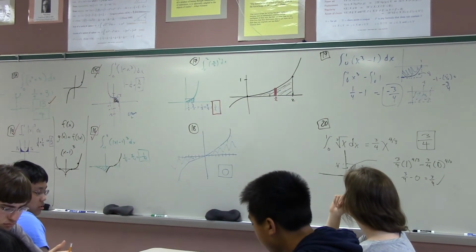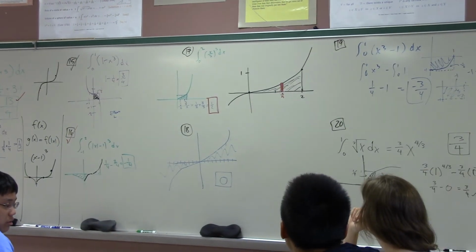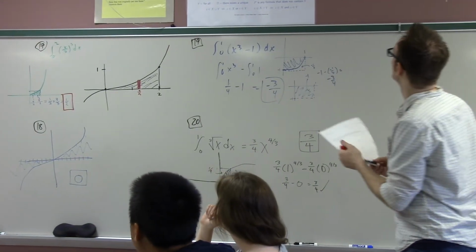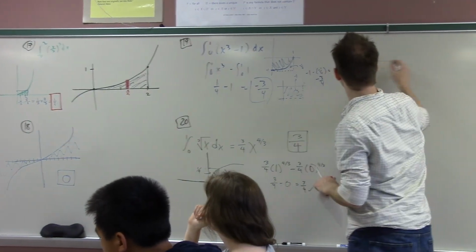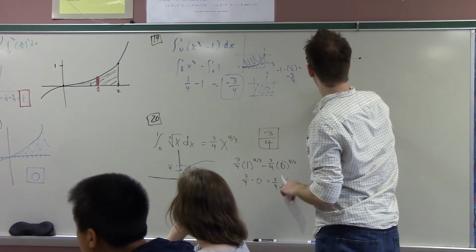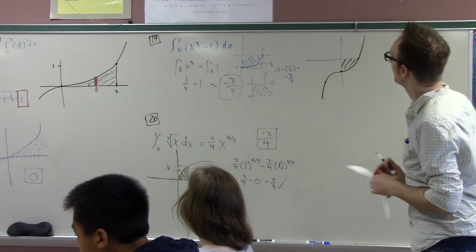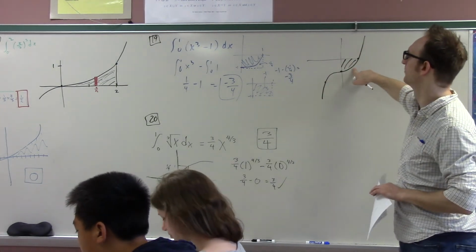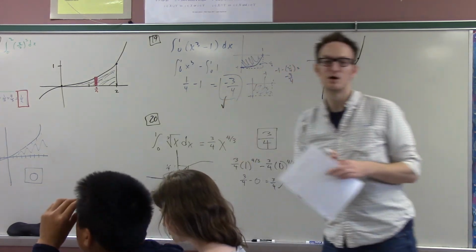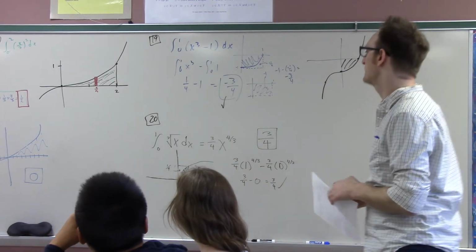19, the integral from 0 to 1 of x cubed minus 1. So x cubed minus 1 looks like this. It's that area, which we had previously computed was 3/4. So just like this person said, this answer has to be -3/4. Follow? Yeah.